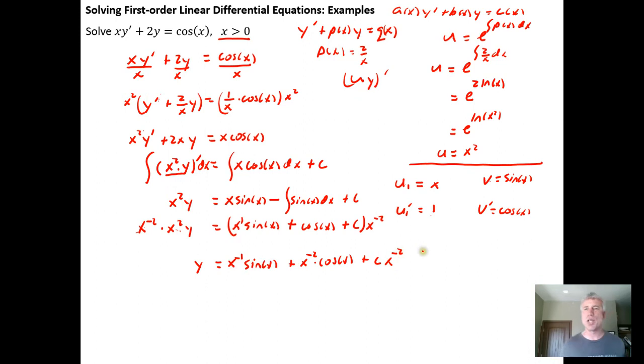So this is the general solution, and we call it the general solution when our solution still has the constant or constants of integration in it, when we don't have initial conditions that allow us to solve for those.